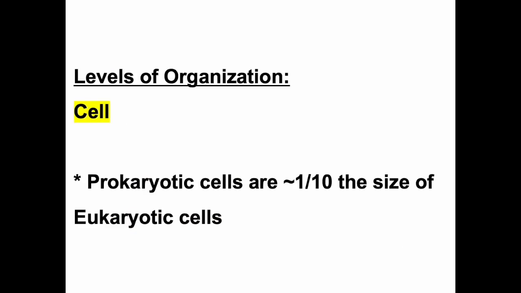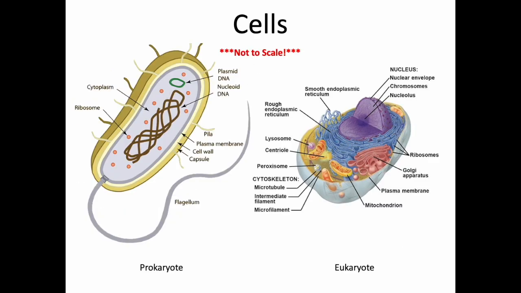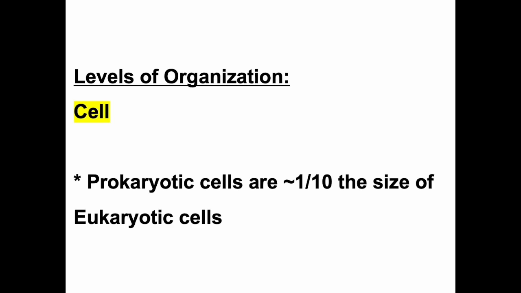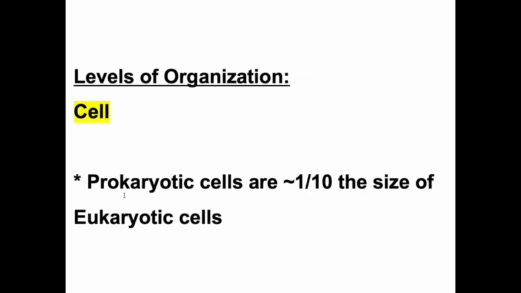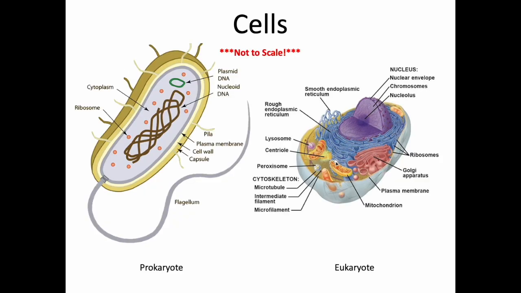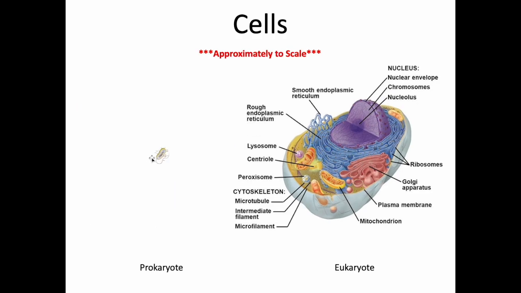Oh, and I mentioned that these were not to scale. If I wanted to put this to scale, it would look like this. So not only are the prokaryotic cells a lot simpler than the eukaryotic cells, if we put them approximately to scale, they are a lot smaller. Prokaryotic cells are about 1/10 the size of eukaryotic cells. Very important to just keep in mind, because we're going to see a lot of figures like this where they're side by side. It's good to always remember these prokaryotes are a lot smaller.